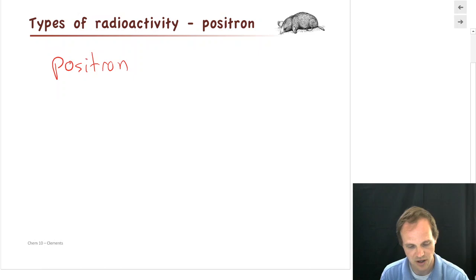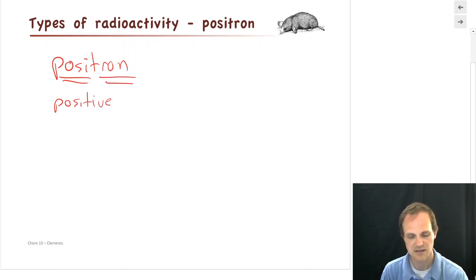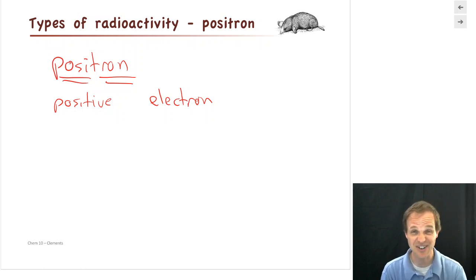Positron. Posit sounds like positive, doesn't it? Tron. Isn't that the ending from electron? So a positron is a positive electron? No, electrons are negative, right?